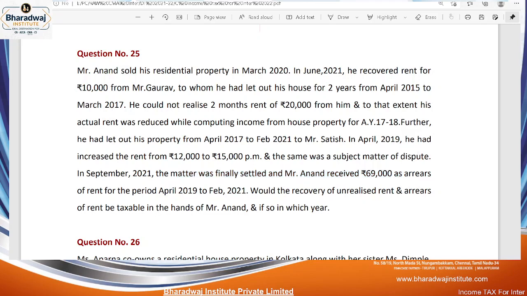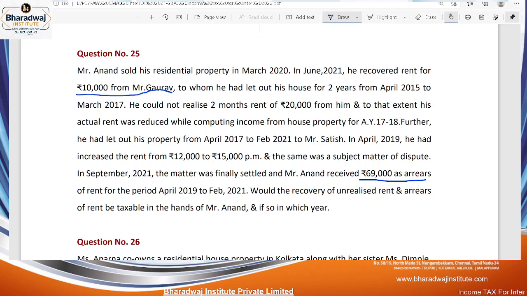So first, let us find out how this particular thing is going to be adjusted. Let it be unrealized rent or arrears of rent, the whole problem is the full story. If you look at it, it can be solved in 1 minute. What is the unrealized rent recovered? What is the arrears of rent recovered? That is with retrospective effect.